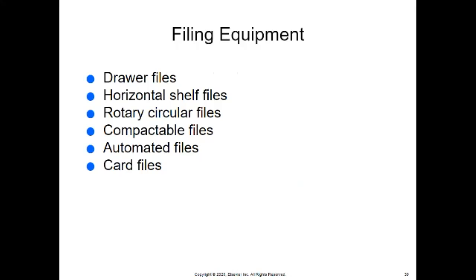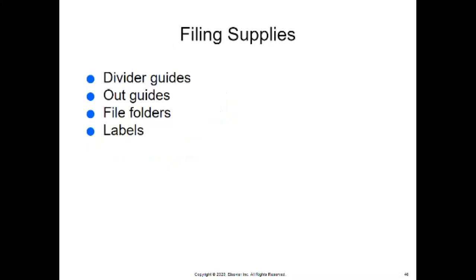So here are some filing equipment: drawer files, horizontal shelf files, rotary circular files, compactable files, automated files, and card files. Now you're going to see pictures of all of those in your textbook. So just take a moment while you're reading your text and really get to know the different filing systems.